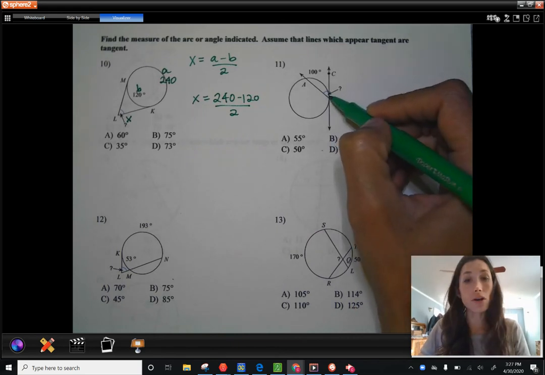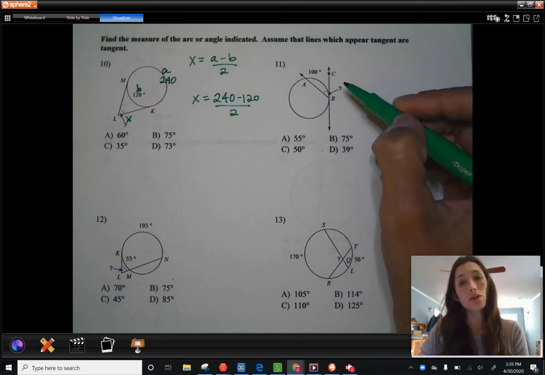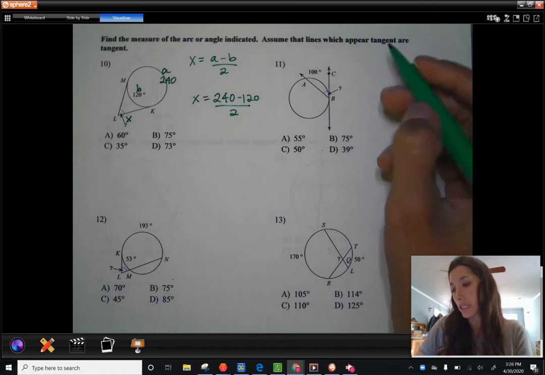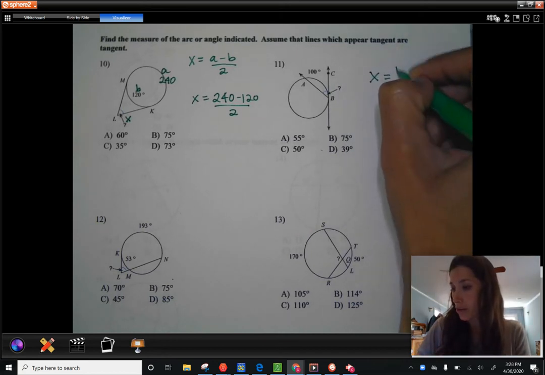Here we have an angle that's on the circle, similar to an angle that is inscribed in a circle. It's just going to be half of whatever its arc is. So that question mark, we'll call it x here, is equal to 100 over 2.